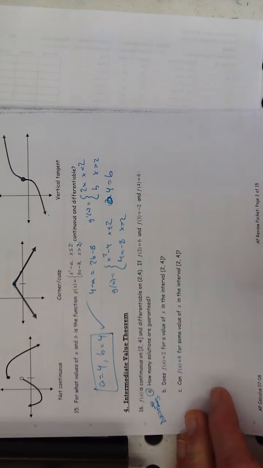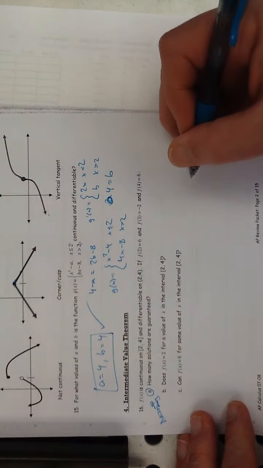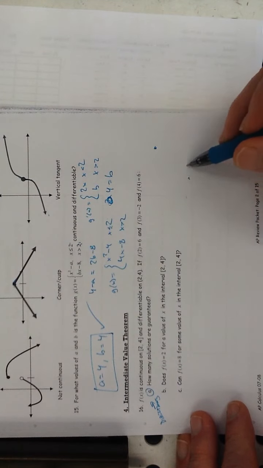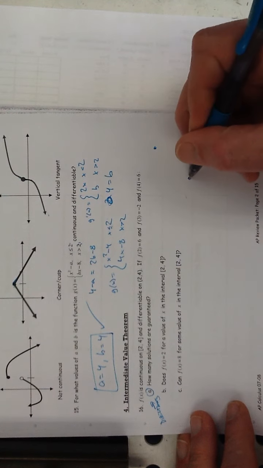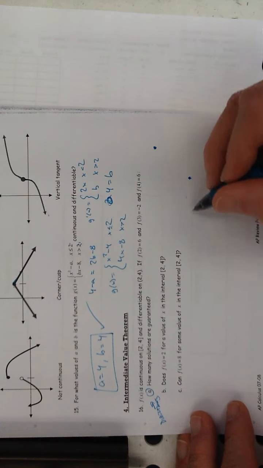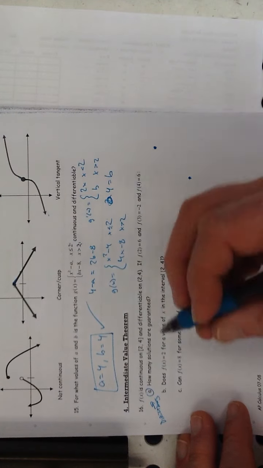The intermediate value theorem, that's the one that says if you have a continuous function that goes from here to here, it's got to cross every single horizontal line between whatever the y value is of this point and whatever the y value is of this point. Got to cross every horizontal line.